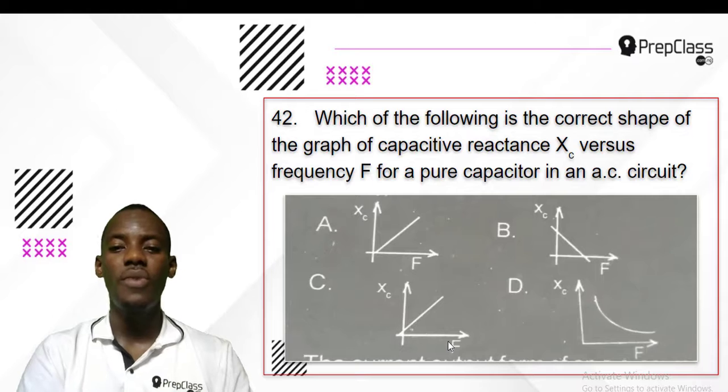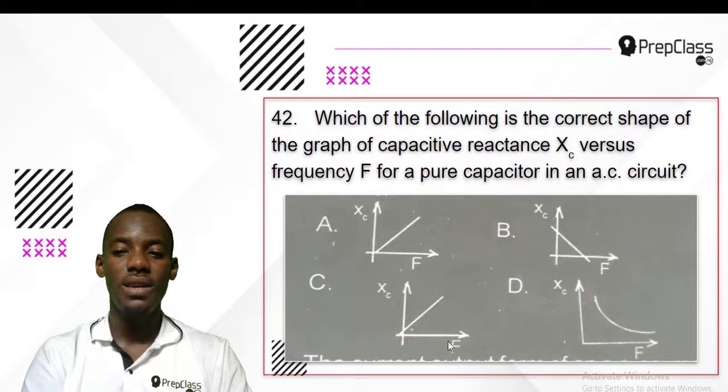Number 42 says, which of the following is the correct shape of the graph of capacitive reactance, that's XC, versus frequency for a pure capacitor in an AC circuit?